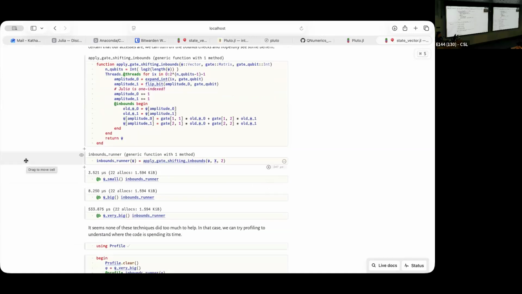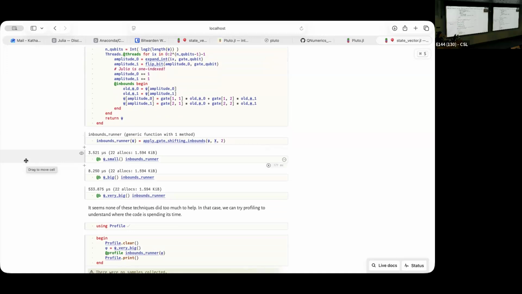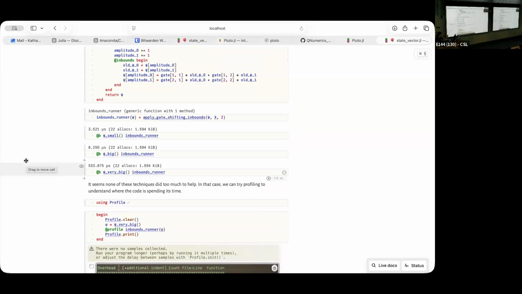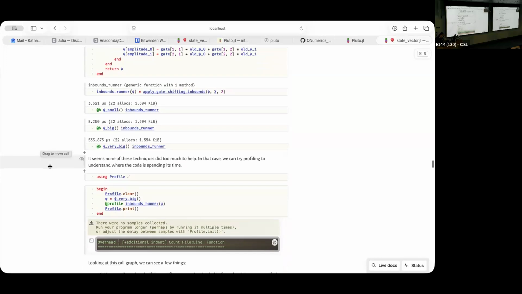Okay. So with that done, I'm still not happy with the performance of this. I think 500 microseconds is still too long for this 20 qubit state vector. I want fewer microseconds. So the next technique we can try is actually just using the profiler. We applied some pretty obvious optimizations, some less obvious ones with the bit shifting, and now we can see if there's anything else we can do to improve the performance. So Julia has another standard library that allows us to pull in its profiler.